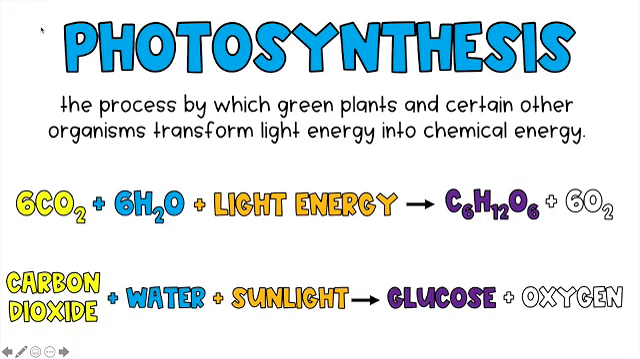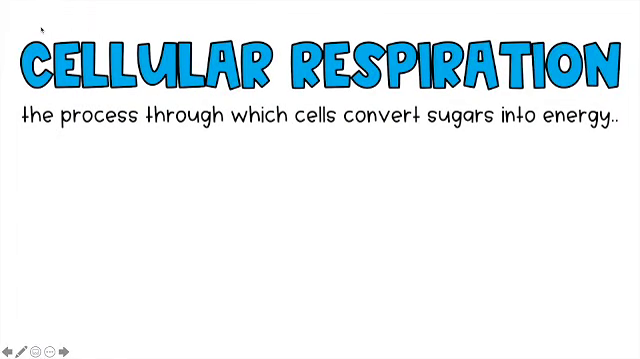Glucose is just another word for sugar. So those are the inputs on the left side of the arrow, and on the right side, those are the things that the plant produces after they photosynthesize. So those are the outputs. All right, let's look at cellular respiration. We said this is the process by which we, as consumers and animals, convert sugar into energy.